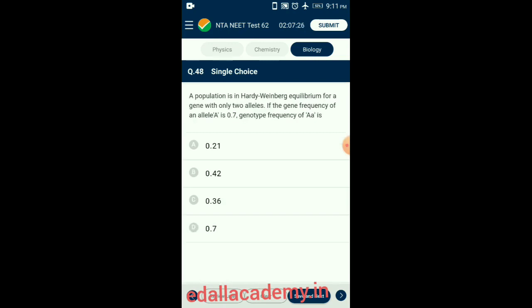Question number 48. A population is in Hardy-Weinberg equilibrium for a gene with only 2 alleles. If the gene frequency of an allele A is 0.7, the genotype frequency of capital A, small a is 0.42. Option B is the correct answer.